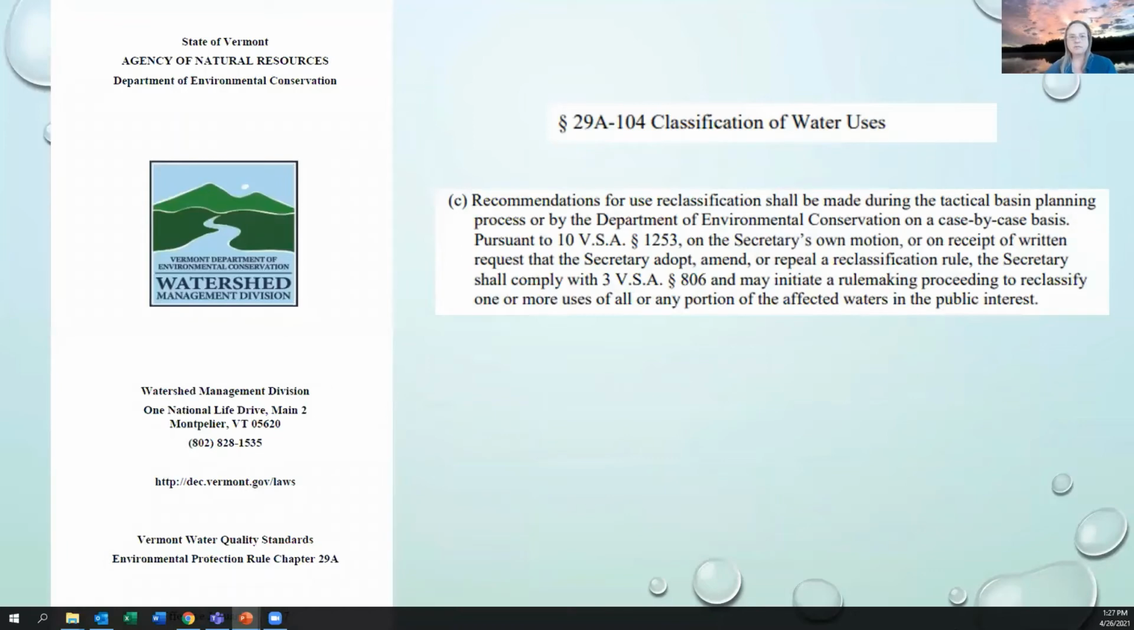And this is going to be a whole bunch of words, but this is why it's all happening. As the Vermont Water Quality Standards, which is this document, the reclassification process happens either during the basin planning process or on receipt of a request, basically a public petition to do that reclassification. And this is our water quality standard. This is how we do it. So this is the documentation behind it.